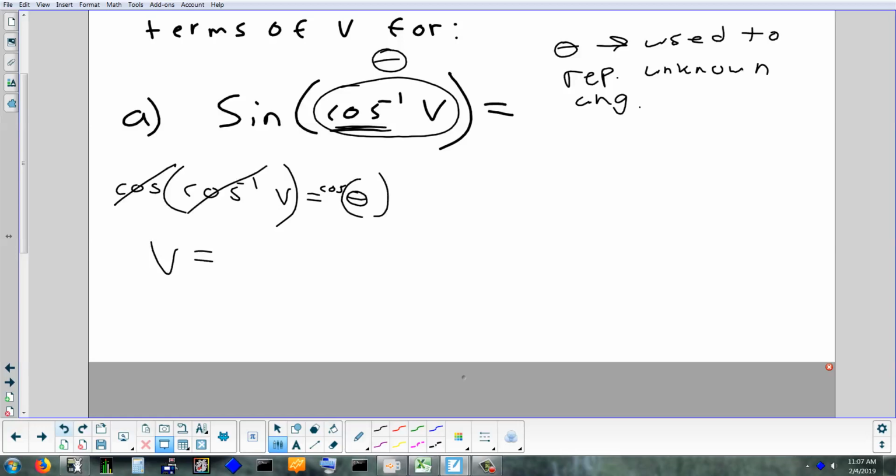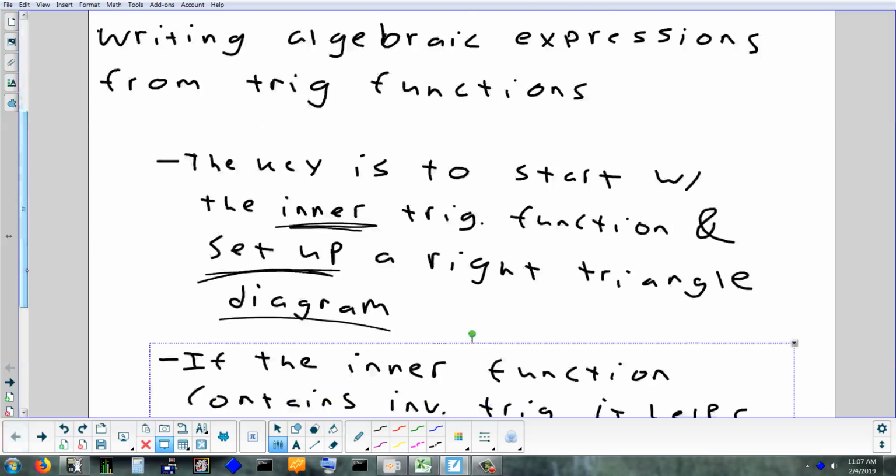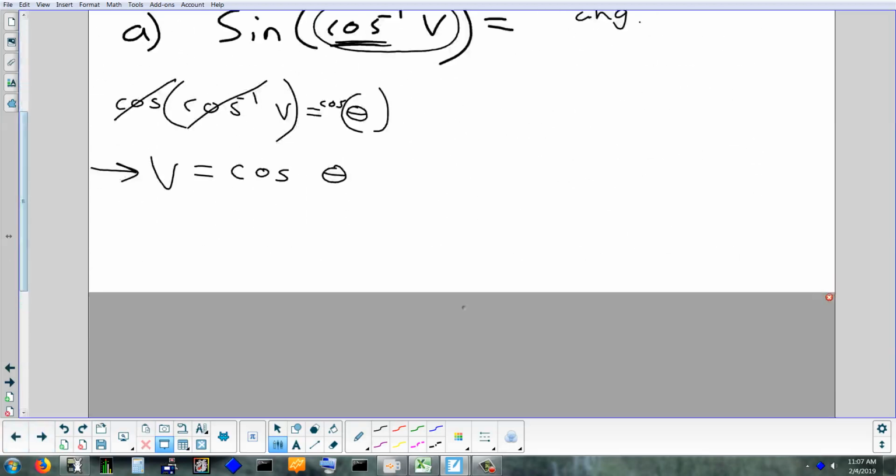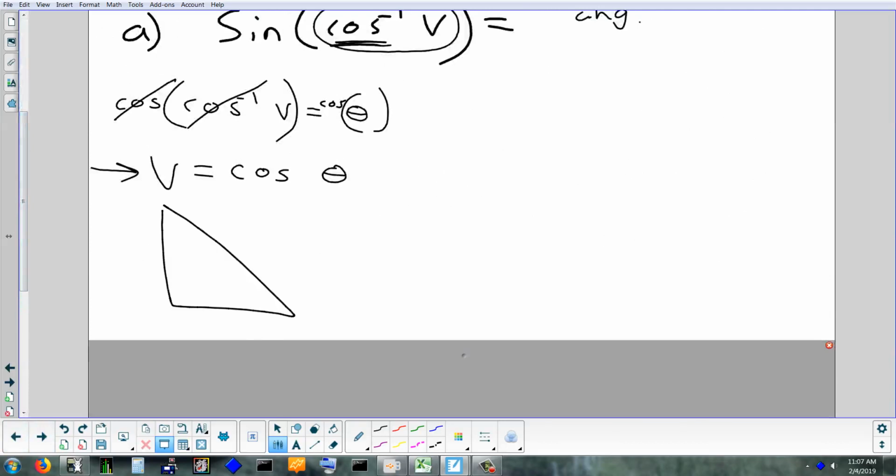Now all you're left with on the left is a v by itself, and on the right, cosine theta. Now, this is what I'm going to use to make a diagram. So the step, now we want to set up a right triangle diagram. So draw a right triangle.